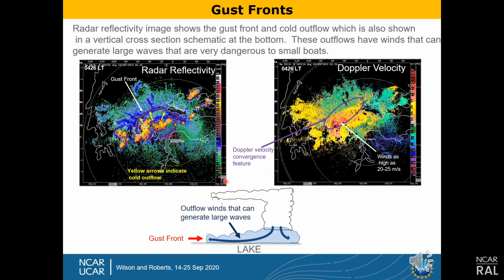So imagine we're looking at these thunderstorms. And so you have the strong outflow coming out from these storms. And we saw it could be 20 to 25 meters per second, or of course, in some cases, much larger. And so where that wind is coming out strong over the lake, it can generate large waves. And of course, those waves could be disastrous to those small boats.